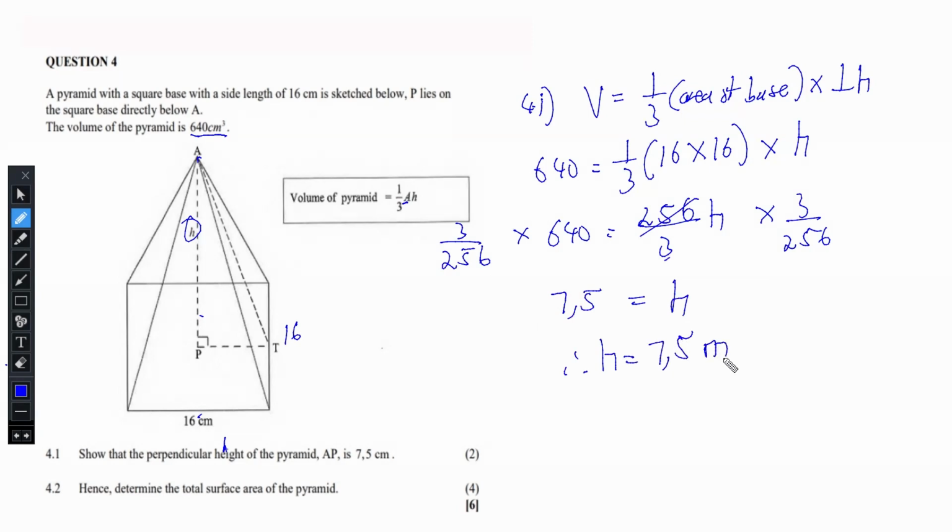Now, others can just simply say 640 divided by 256 over 3. Still the same thing. So 640 divided by 256 over 3, you would still get your h as 7.5 centimeters.